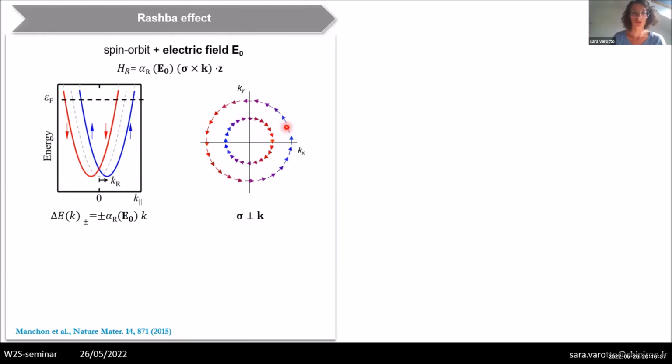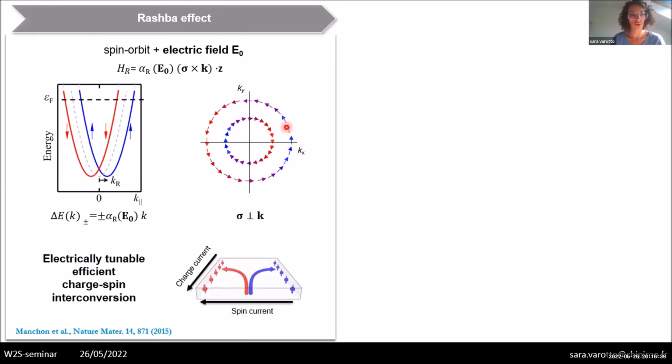This so-called spin-momentum locking allows for the conversion between a charge current that can be injected in this direction into a spin current that is formed in the transverse direction. I will show you later what are the mechanisms that lead to such a spin conversion from the spin texture. An important point here is that if we change the electric field, we can tune the splitting, we can tune the spin texture and this spin-to-charge conversion.